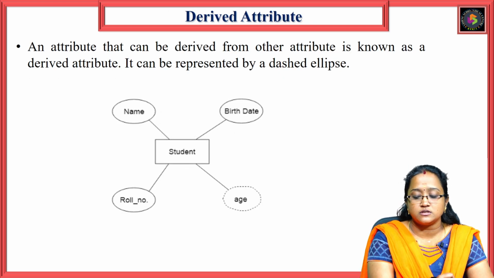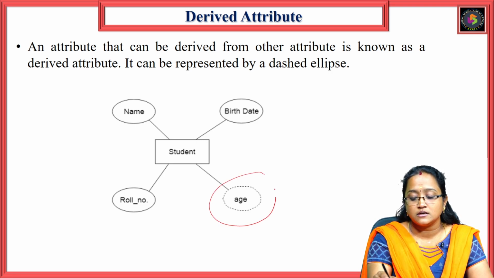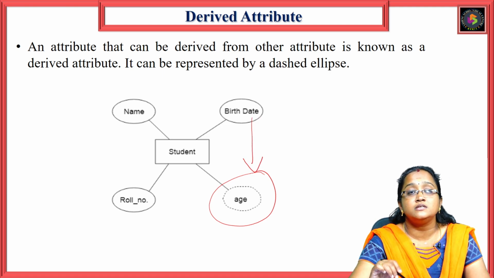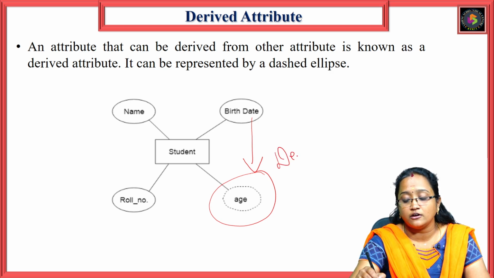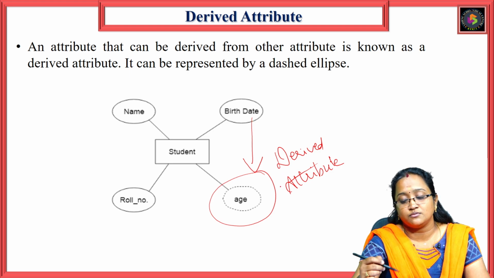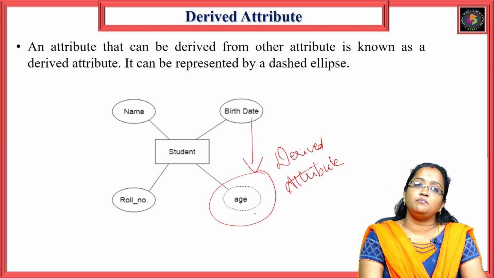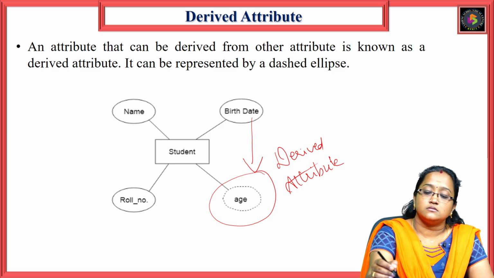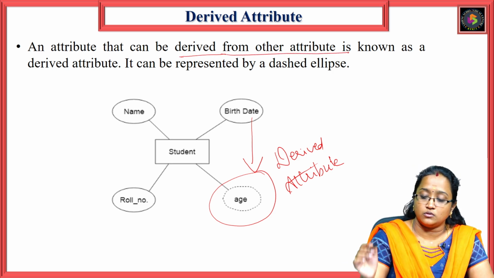Next one is derived attributes. Derived attributes are normally represented in a dotted ellipse. In this, from the date of birth, we can derive the age. So this age becomes a derived attribute. By the date of birth, we are going to derive this age. The age is the derived attribute, which is derived from some other attribute.